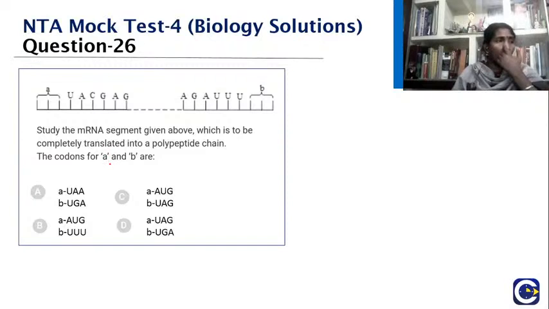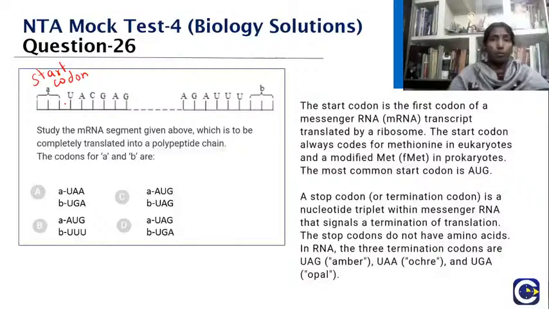When I say codon, the start codon is the first codon of the mRNA, the transcript translated by a ribosome. The start codon codes for methionine. So the usual start codon is what? AUG. Now B here is the stop codon. When you take the segment, the first will be a start codon, the last will be the terminator or the stop codon.